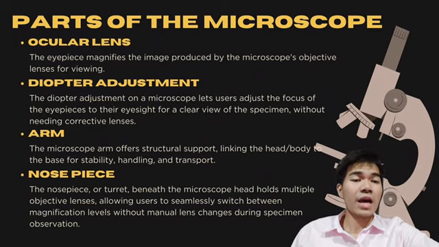Then, we have the nose piece. So, the nose piece or the turret is beneath the microscope head. It holds all the objective lenses that have different levels of magnification. So, this allows the users to seamlessly turn or change the objective lenses without changing them manually.